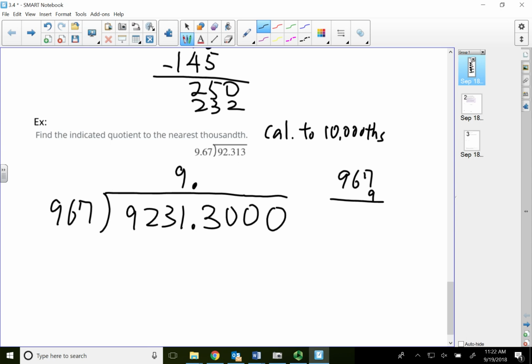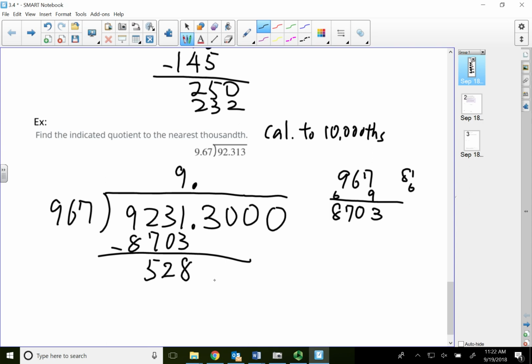967 times 9. So that's 63. Carry 6. 9 times 6 is 54, 54 plus 6 is 60. 9 times 9 is 81 plus 6, that will be 87. So that will be 8703. If I subtract, 11 minus 3 is 8. So that's a 2. 12 minus 7 is 5. All right, let's bring down the 3.